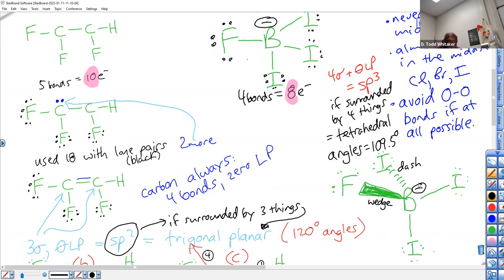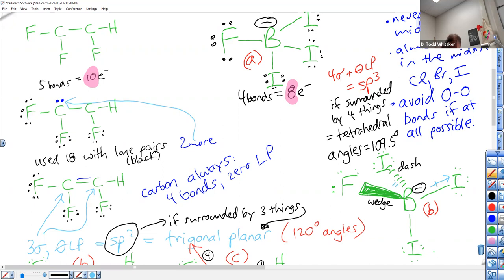Is that right? This was A. This was B. And dipole vectors. Can we do the dipole vectors here in baby blue? 2.1 versus 2.5. That's small. Iodine 2.5. Tiny vector in blue.